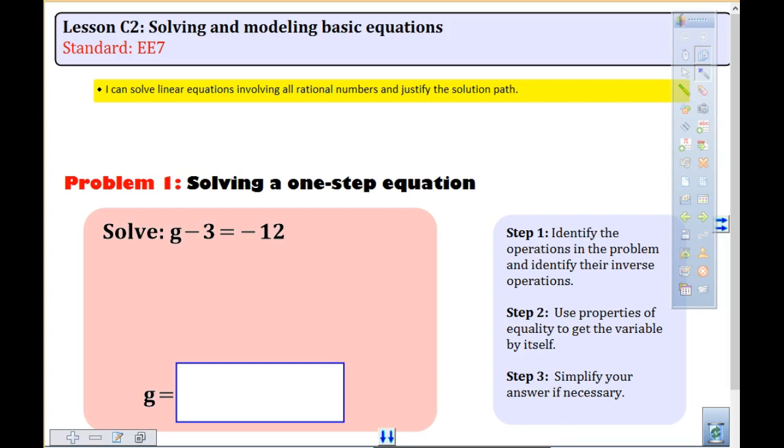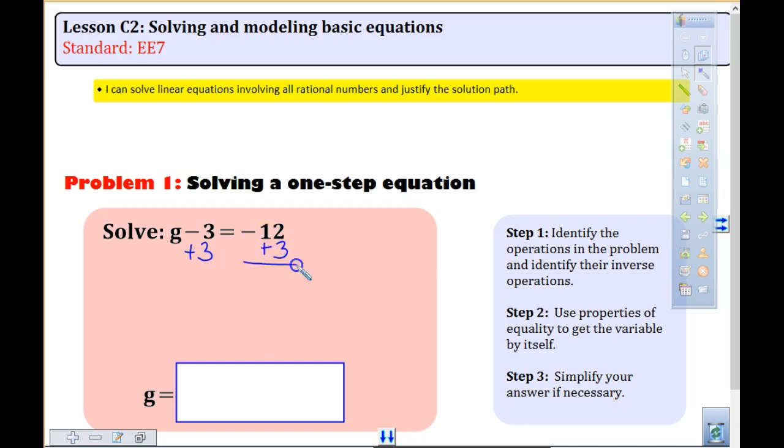So what we want to look at right now is Unit C2. And we're looking at solving equations. And again, if you were solving this one, the first thing it says is identify the operation and identify the inverse. So the operation in this problem is subtraction. The inverse of subtraction is to add, and we're going to add 3.